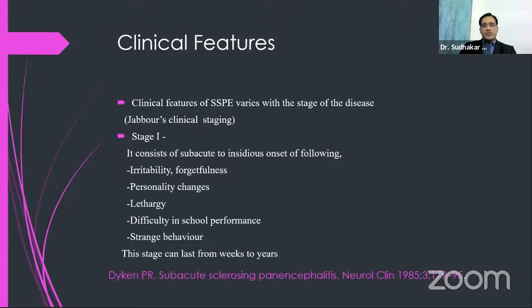and the clinical staging was done by Jabbour et al. So stage 1 consists of subacute to insidious onset of the following things in variable combination: irritability, forgetfulness, personality changes, difficulty in scholastic performance, strange behavior, and this stage can last from weeks to years.